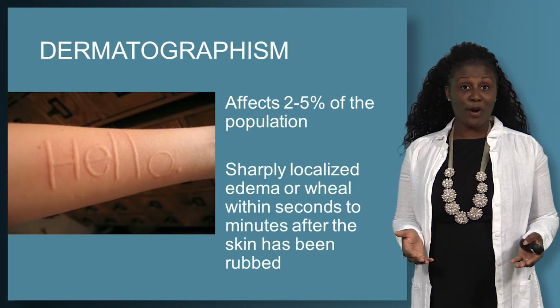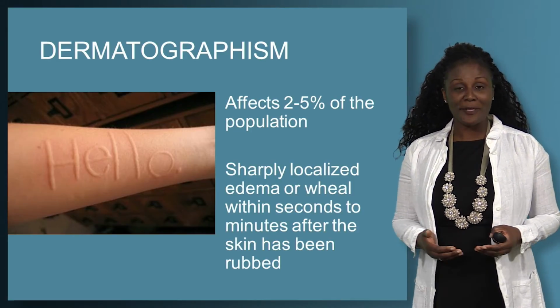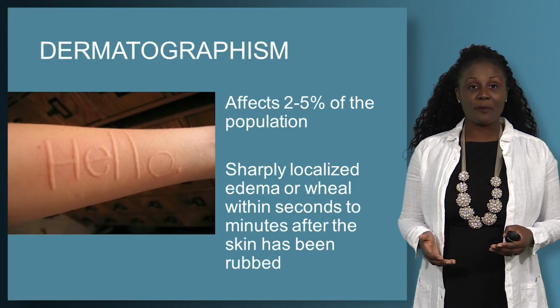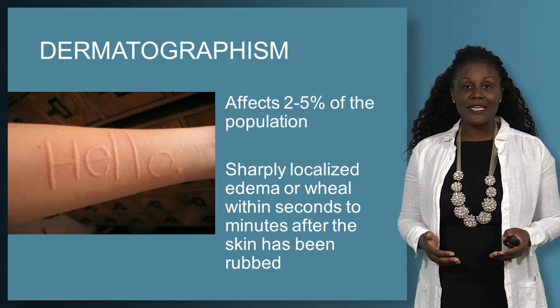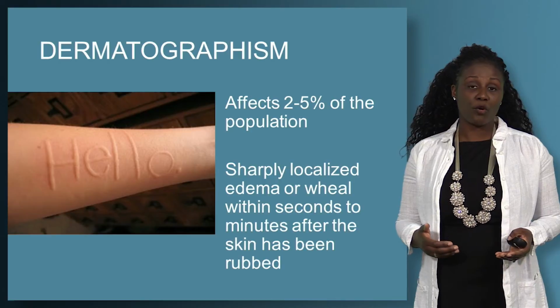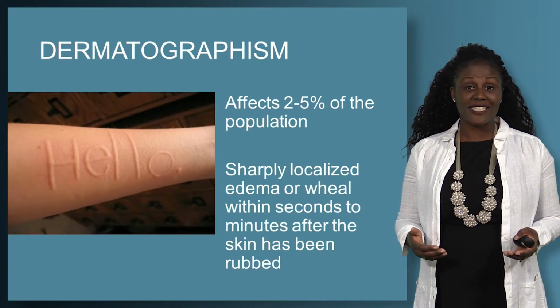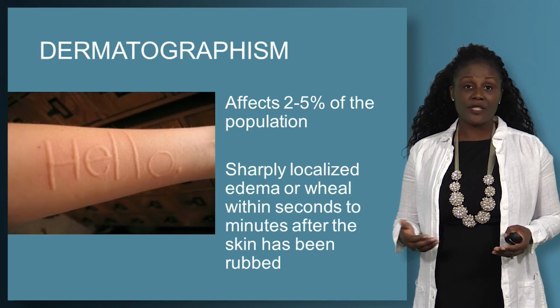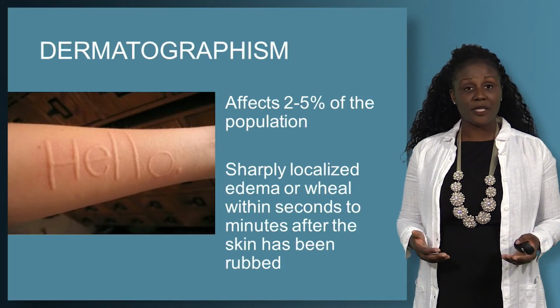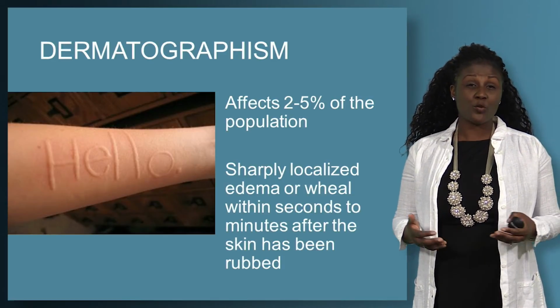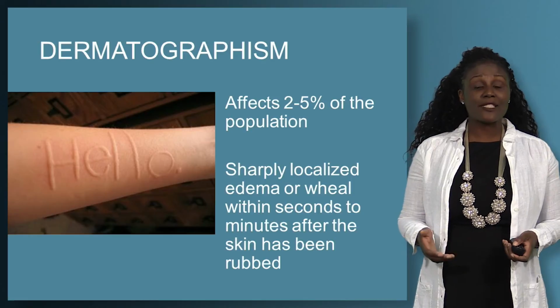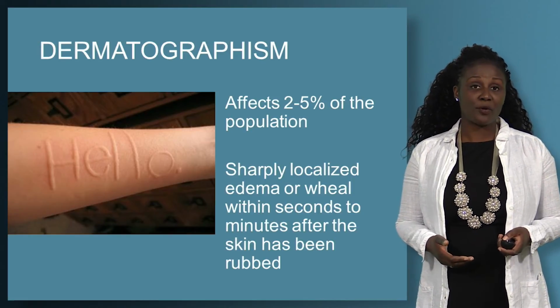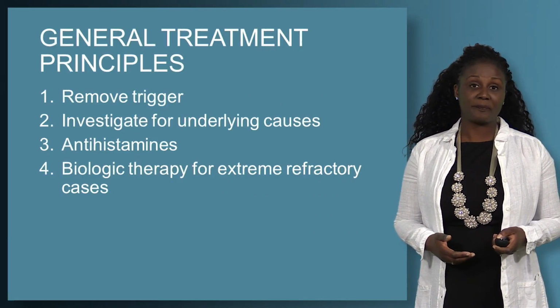Dermatographism is a common party trick that many people can do. It affects about 2 to 5% of the population, and what happens is there's sharply localized edema, or a wheal and flare response, within seconds of trauma to the skin. So you rub the skin in a particular pattern and the skin will actually swell in that pattern. This is commonly associated with people who have chronic urticaria.